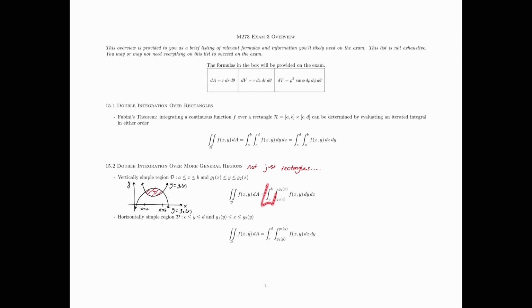So you'll always have constants on the outside. And depending on what these are, you could have constants for these. It depends on what your region looks like. But in general, we allow for the possibility that they are functions. So the way I keep this straight is for vertically simple regions, we integrate with respect to the vertical variable. So the dy is first, so integrate with respect to y first. And also for vertically simple regions, we think about stacking or listing what's above the other in the vertical direction, which is the y direction.